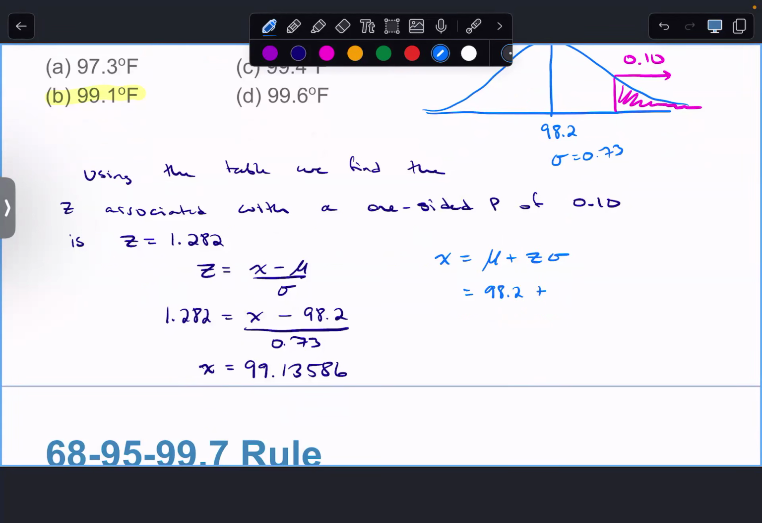0.2, 1.282 times 0.73 should get 99.13586 regardless.